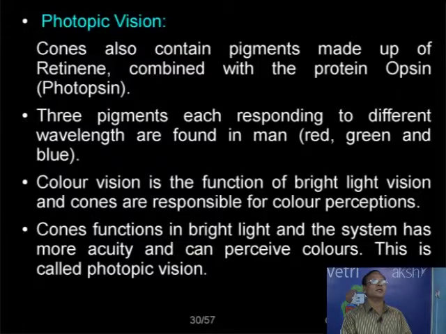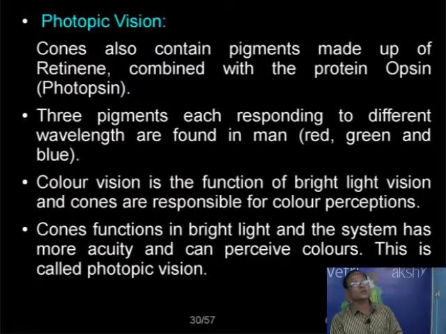So in bright light, normally, color vision is a function of bright light vision, and cones are responsible for the perception of colors. A person can see colors only in bright light. In dim light or in the dark, he sees everything as gray. Cones function in bright light vision, as I mentioned already.